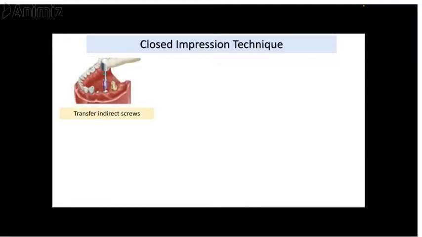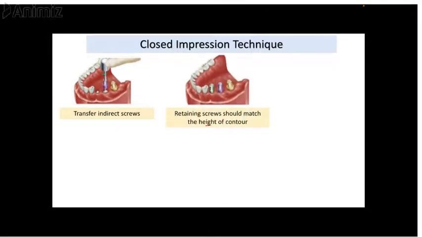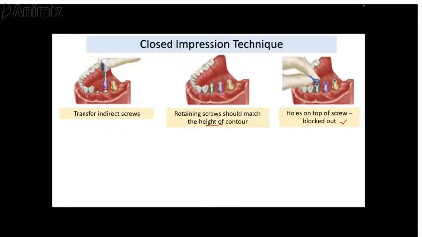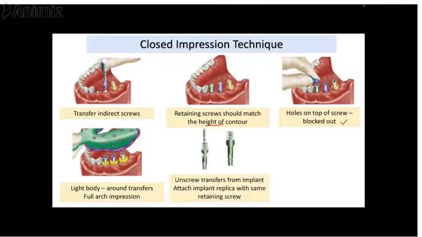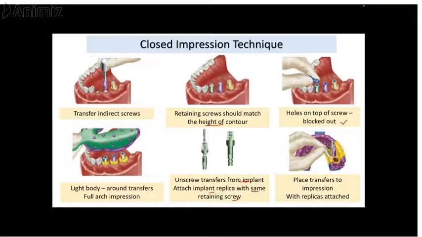Now let us see how the closed impression technique is done. First we transfer the indirect screws. The important point to remember is that the retaining screw should match the height of contour, and the holes on the top of the screw should be blocked out to prevent the impression material from going into the holes. Then the light body is poured against the transfers and the full arch impression is taken. Then we unscrew the transfers from the implant, and the implant replica is attached with the same retaining screw. Finally, we transfer them to the impression with the replicas attached.